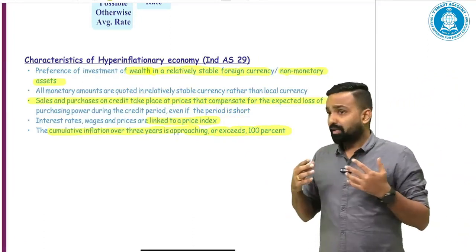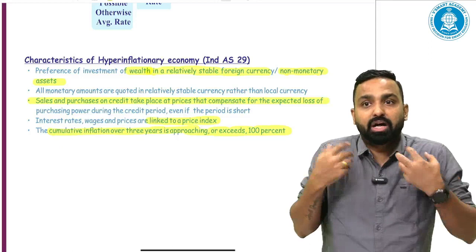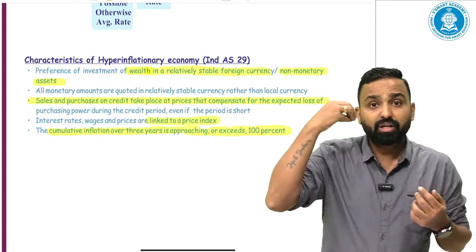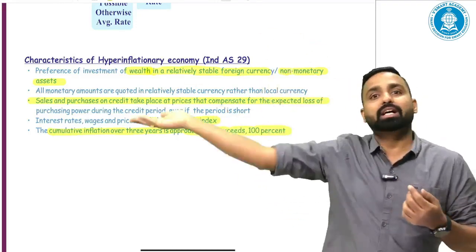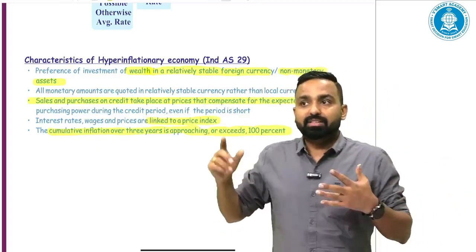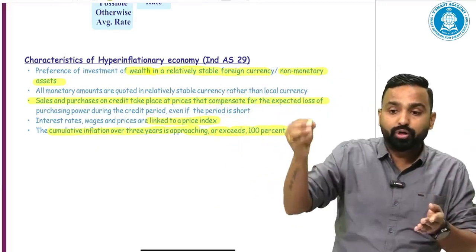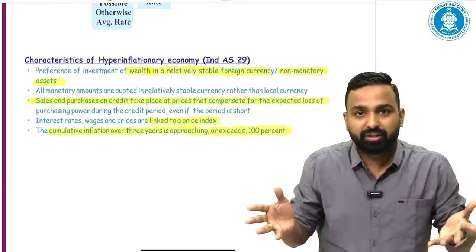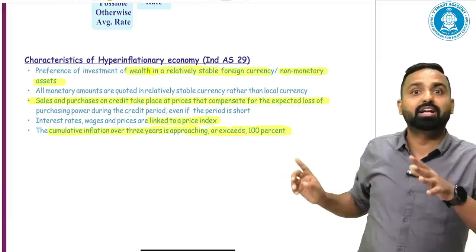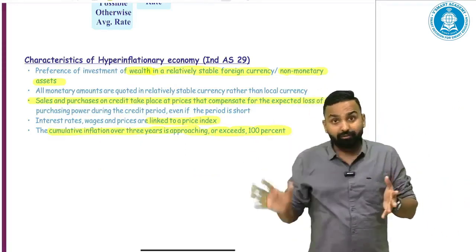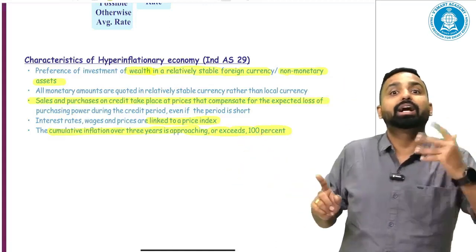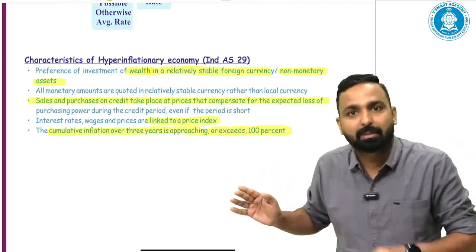For example, I live in a hyperinflationary economy. Whenever I sell my product to you on credit, I will sell it in a foreign currency only. I will not sell in the local currency because the local currency is not trustable. So basically, a hyperinflationary economy is an economy whose local currency is not trustworthy. Last one: the cumulative inflation over 3 years approaches or exceeds 100%. An economy where the total inflation in 3 years is 100% or more is a hyperinflationary economy. So these are the characteristics.